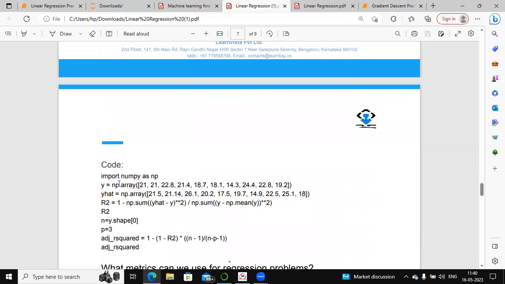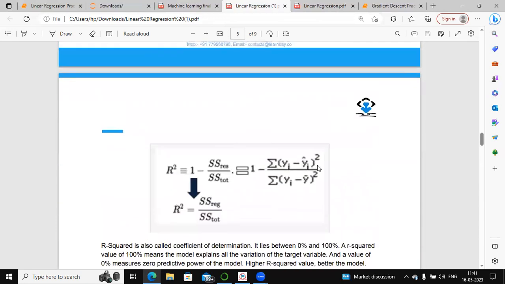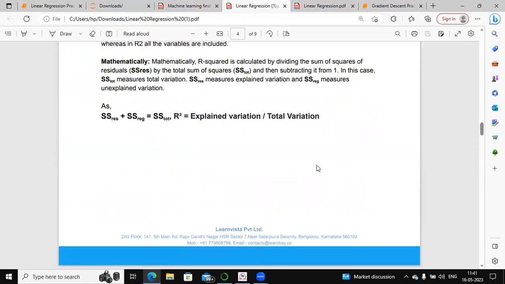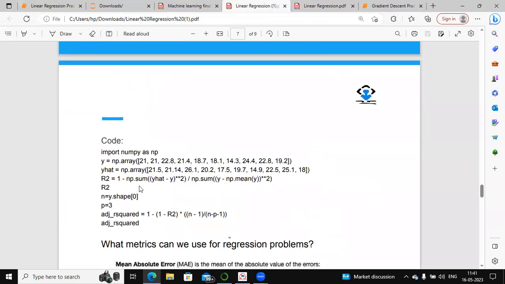So if you want to find the adjusted R square, you just have to apply this formula. So 1 minus R square, which we find from the R square formula. What is the formula of R square? That is 1 minus the summation of square residual by the summation of square total. So the summation of square residual and summation of square total we have done.